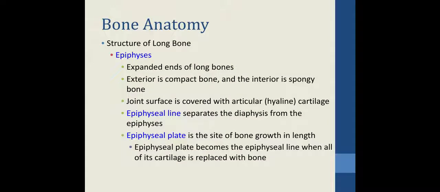We also have our epiphysis. That is going to be the expanded ends of our long bones. It has compact bone on the exterior and spongy bone in the interior. So the outside part, compact, inside part, spongy. The joint surface is covered with articular cartilage, also called hyaline cartilage, which we will talk about more in our next lecture when we specifically talk about joints.